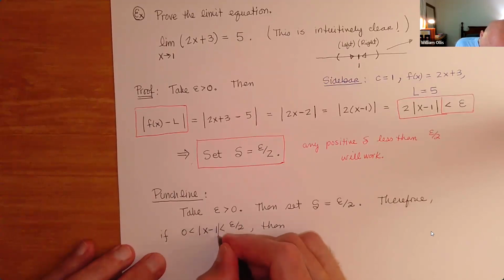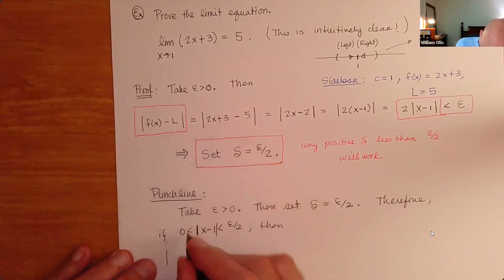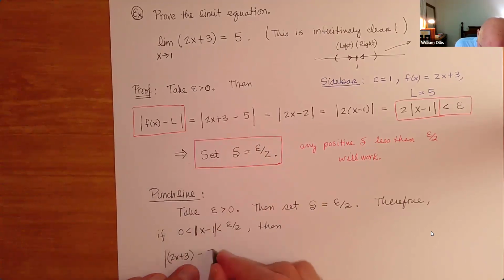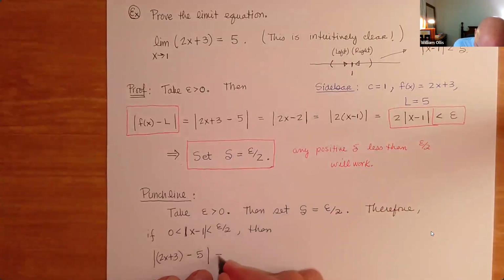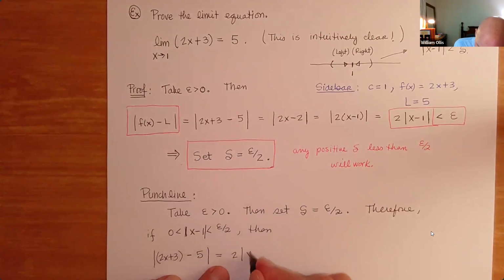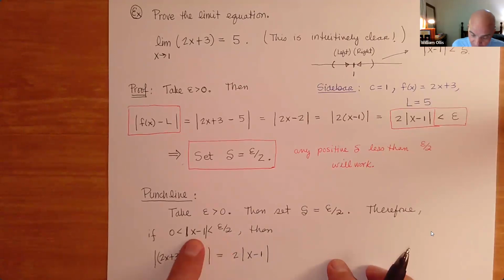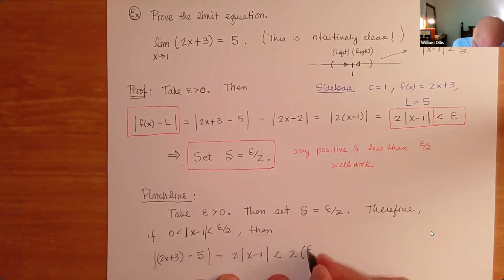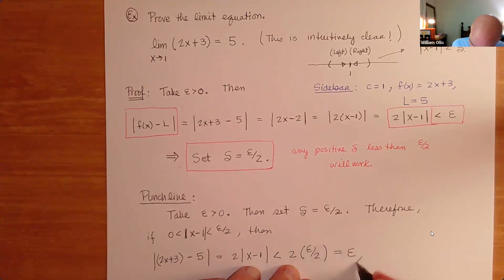oh, and let me get my absolute value in there. Sorry, I left that out. Then I'll just do what I need, 2x plus 3, and I'll do it kind of formally, put that in parentheses, minus 5, which equals, just skip all of that, we know it's true, 2 times x minus 1. But we have an upper bound on the absolute value of x minus 1. So this is less than 2 times epsilon over 2. And of course, the 2's absorbed, and we have epsilon.